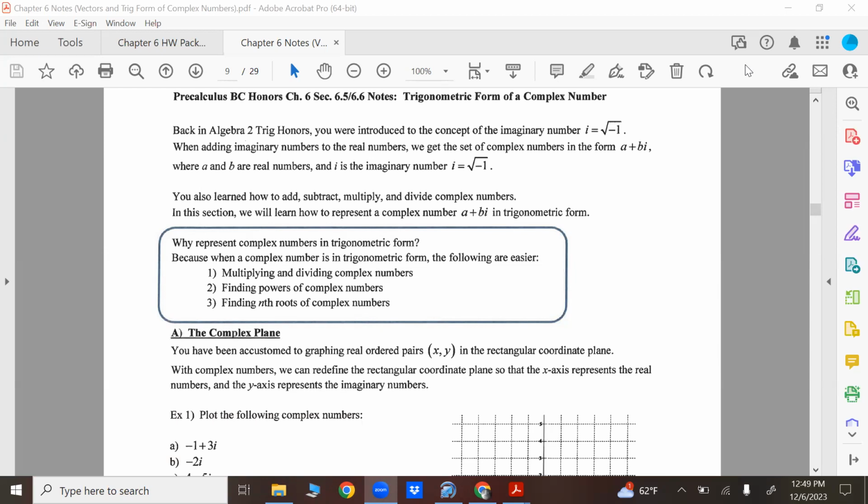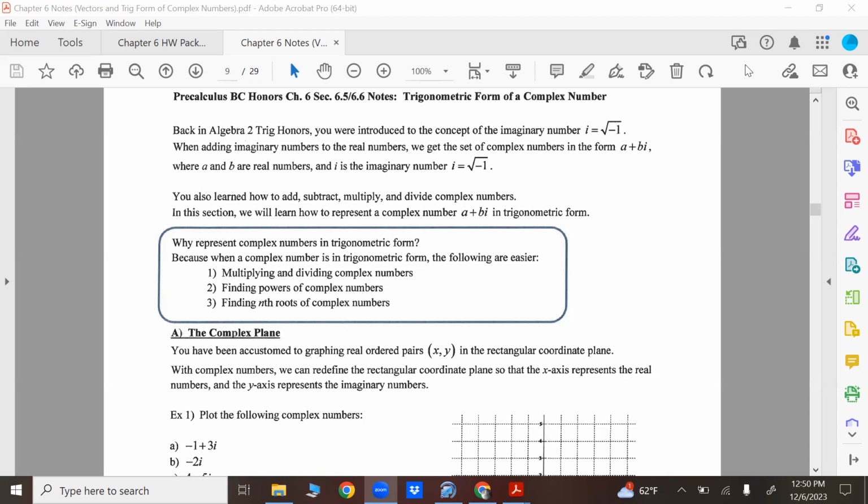As you probably did last year, you multiply and divide complex numbers. Like you have to FOIL, like 2 plus i times 3 minus i. Or if you had one complex number over another, you had to use the conjugate and clean it up. Or maybe you had to raise the complex number to a certain power. That can be very messy if you just have the real number and the imaginary number.